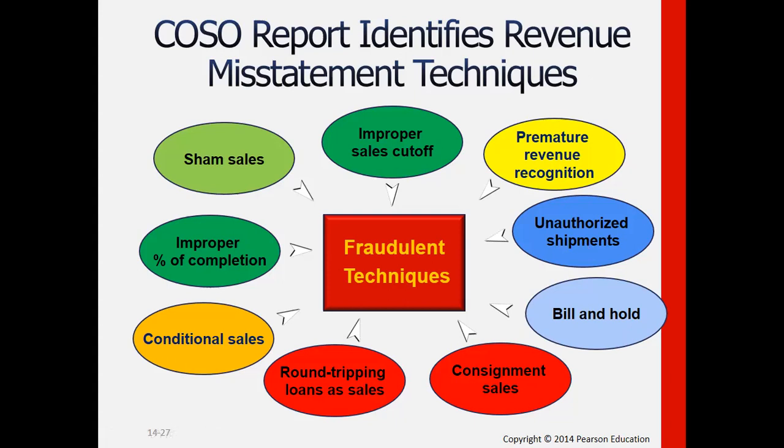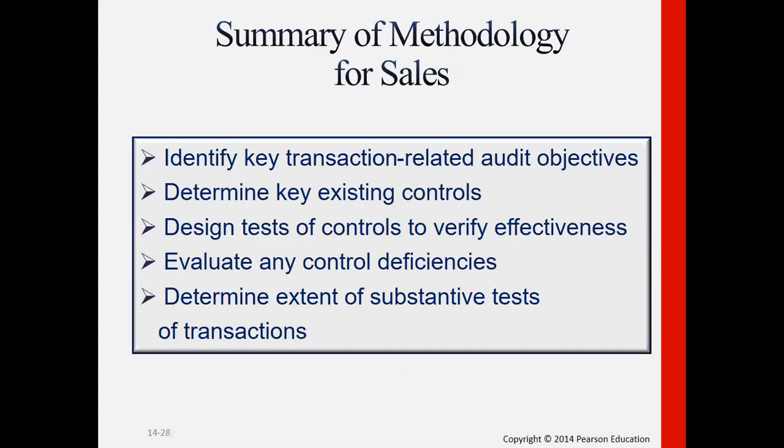And then premature revenue recognition. Supposedly, the revenue should not be recognized, but it has been, and sales cutoff. It's possible this is a case of window dressing. So to make the financial statements appealing, certain sales from next year will be placed as part of the current year's sales so that sales would increase. So these are the common revenue misstatement techniques as identified by COSO.